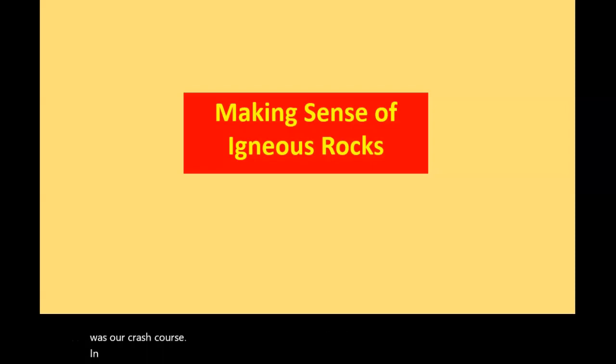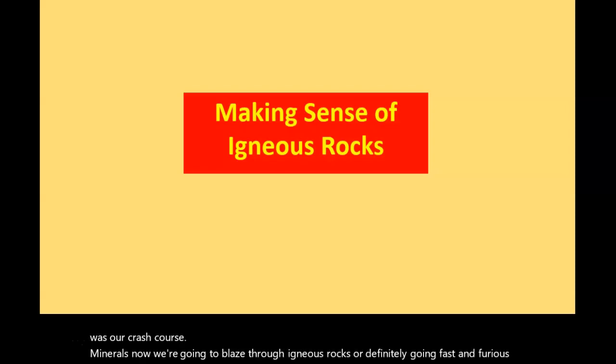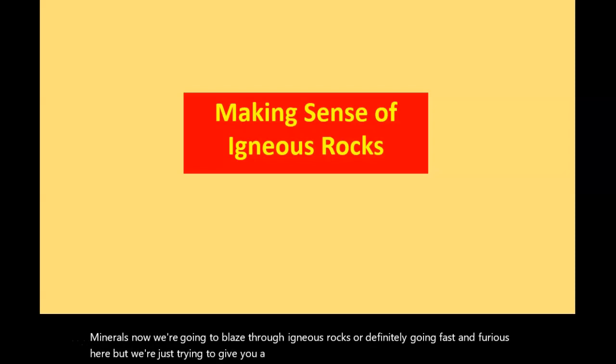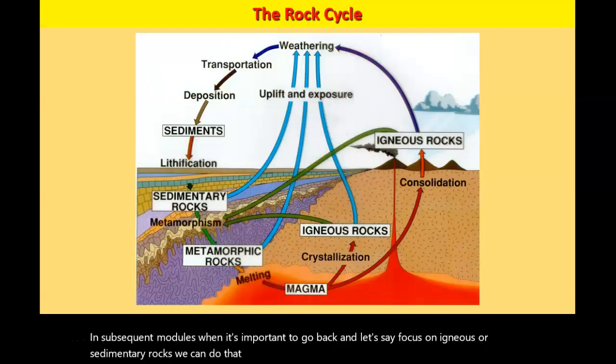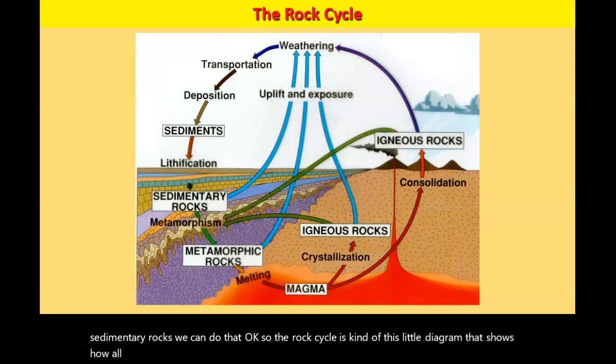Now we're going to blaze through igneous rocks. So we're definitely going fast and furious here. But we're just trying to give you a big overview, so that in subsequent modules, when it's important, we can go back and focus on igneous or sedimentary rocks, okay? So the rock cycle is a little diagram that shows how all the different rock types are connected.